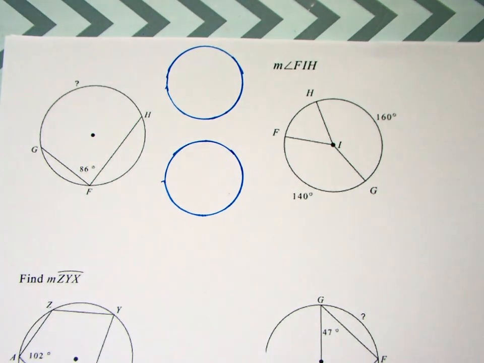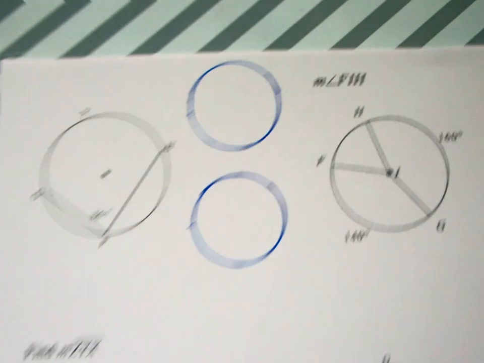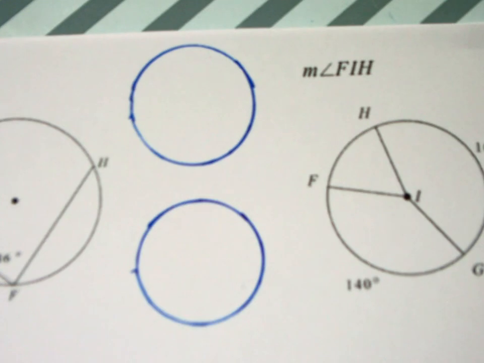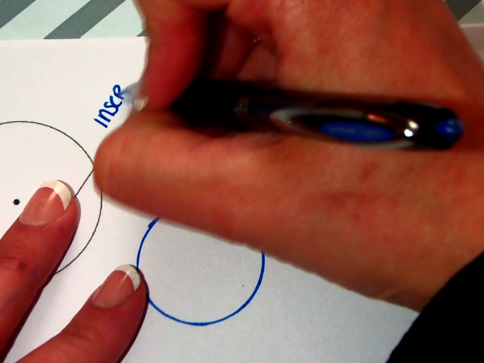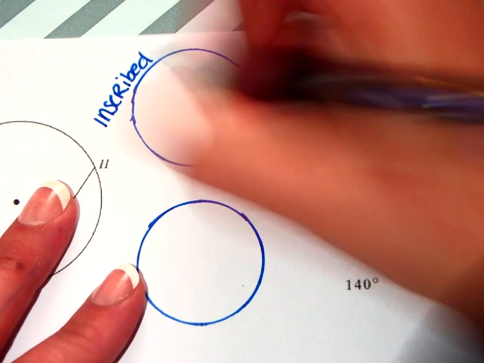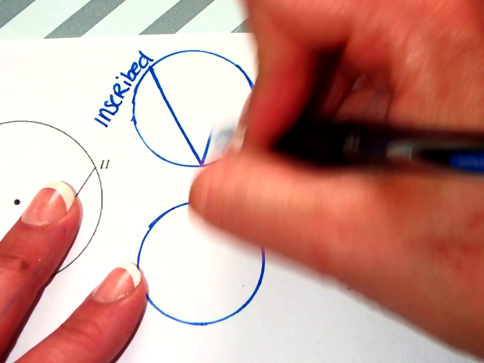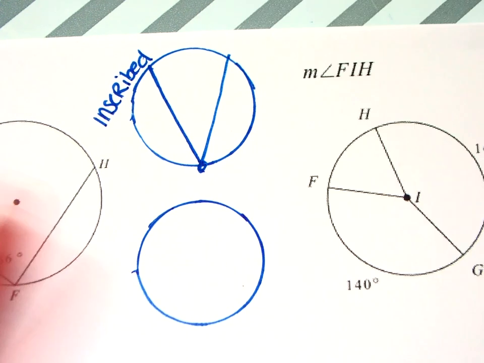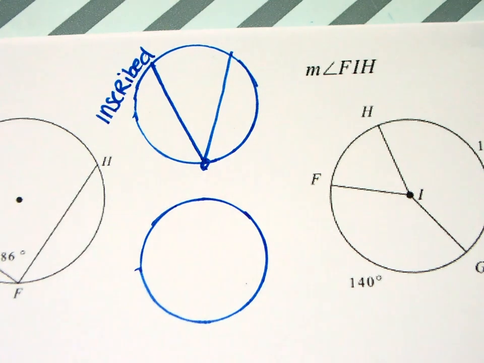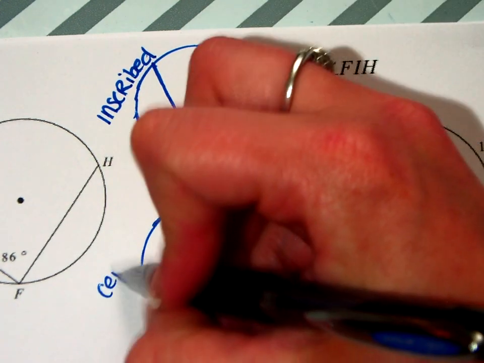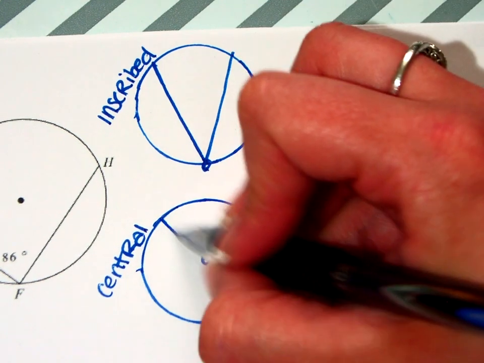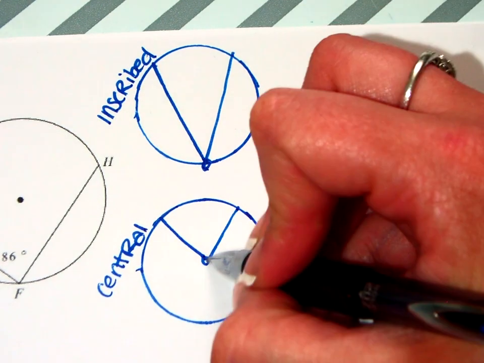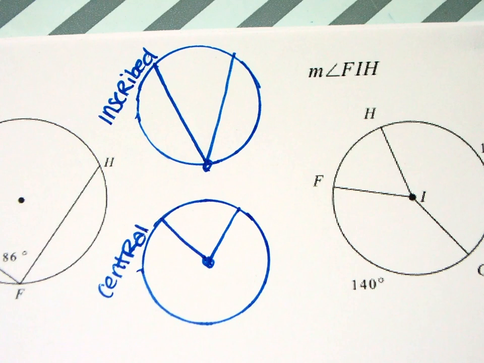Let's go ahead and just talk about what each type of angle is. An inscribed angle is an angle whose vertex is on the circle. So inscribed, inside, and on the circle. A central angle is when it's on the center of the circle. So central, on the center.